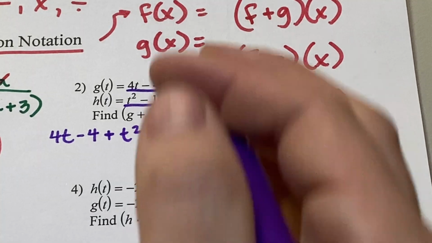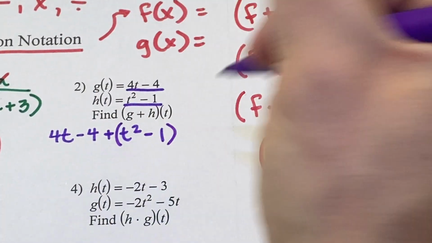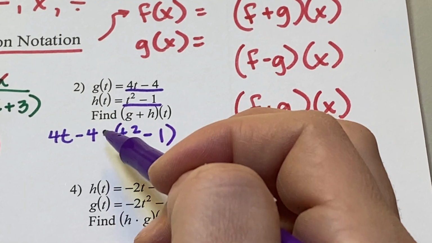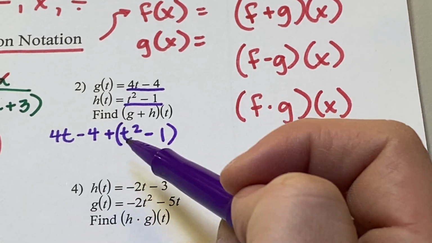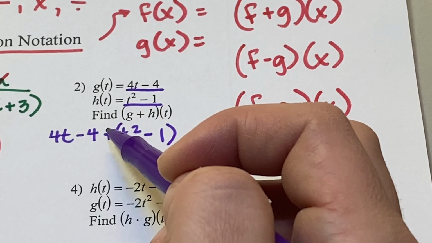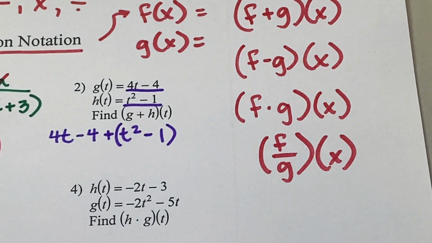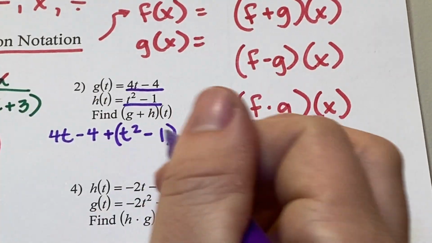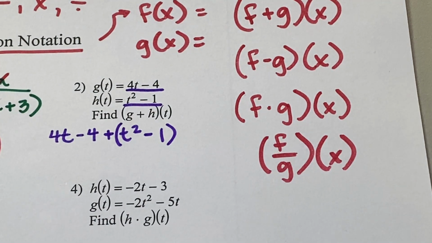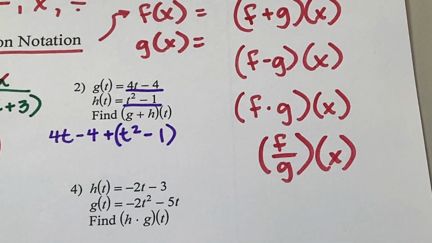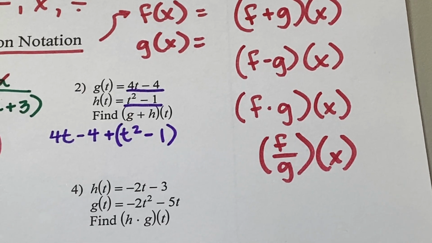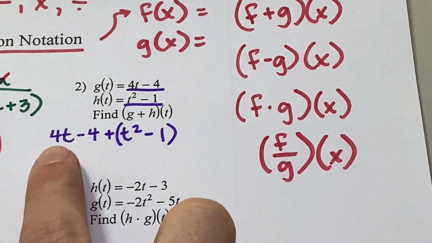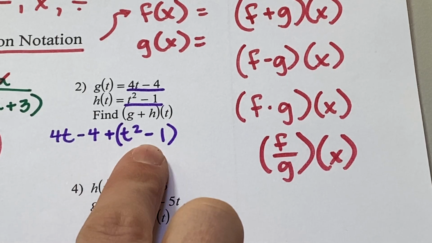Okay, but since we're adding that whole piece, do you guys remember the rule? I know we've talked about it multiple times. When there's an addition sign, do my signs after it stay the same or do they change? They stay the same, okay? The parentheses, we technically don't need them with this one, but when we get to subtraction, we will. But all this becomes is combining like terms, right? 4t minus 4 plus t squared minus 1.